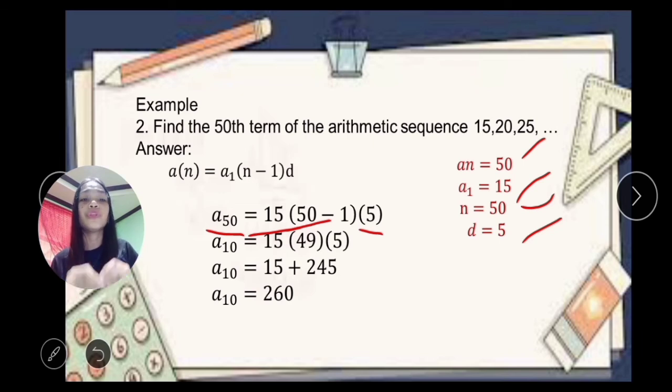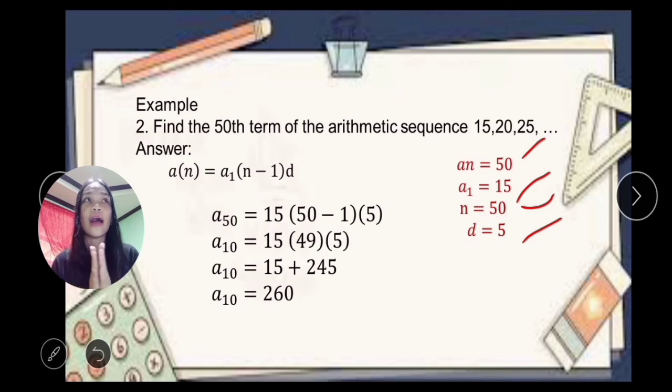And then, we should do the subtraction. So, we subtract 50 minus 1 equals 49. Then we bring down our 15, our A1, and our common difference also. And next to do is to multiply our n minus 1 by our common difference. 49 times 5 equals 245.